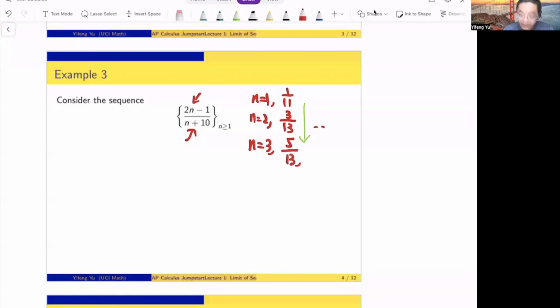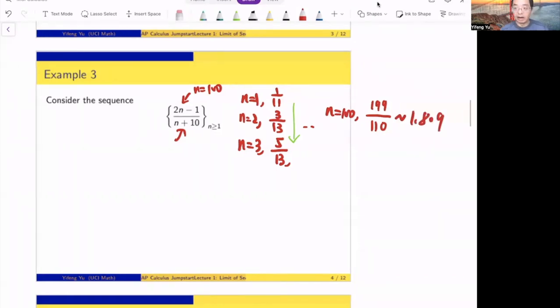Because we want to find the long-term trend, that means we want to see what will happen when n gets very large. For example, let's say n equals 100. So what do we have? We just plug in n equals 100, and we have 199 divided by 110. If you calculate this number, you see this is approximately 1.809.